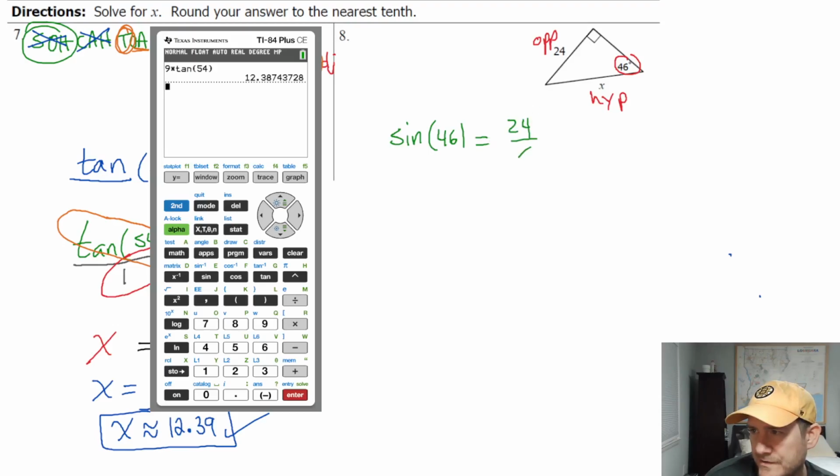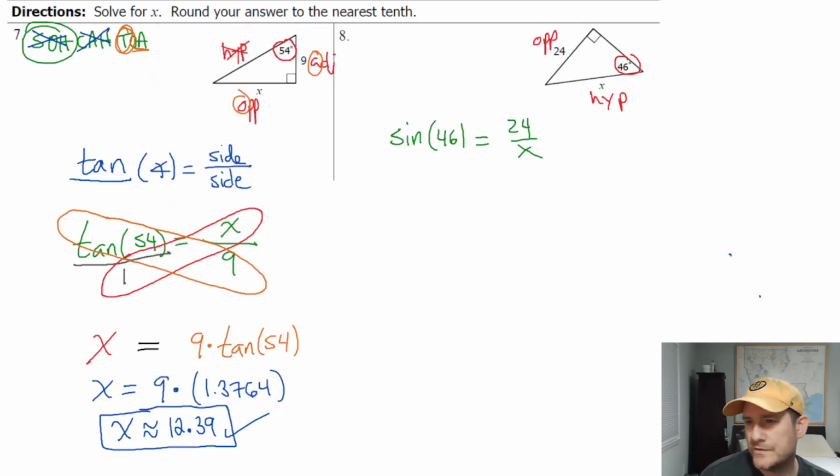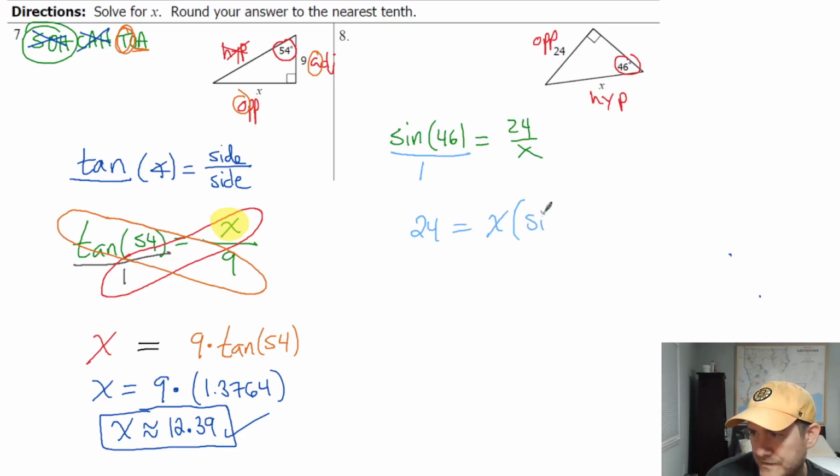Now this should feel different because in the example we just did a minute ago, our variable was in the numerator, right? See this one over here? Our variable x was upstairs in the fraction. So we cross multiplied, we got x equals 9 tan 54, and from there we could solve pretty directly. This one's going to be a little different because this time when you put this over 1 and cross multiply, well 1 times 24 gives 24. But then you get x times the sine of 46.